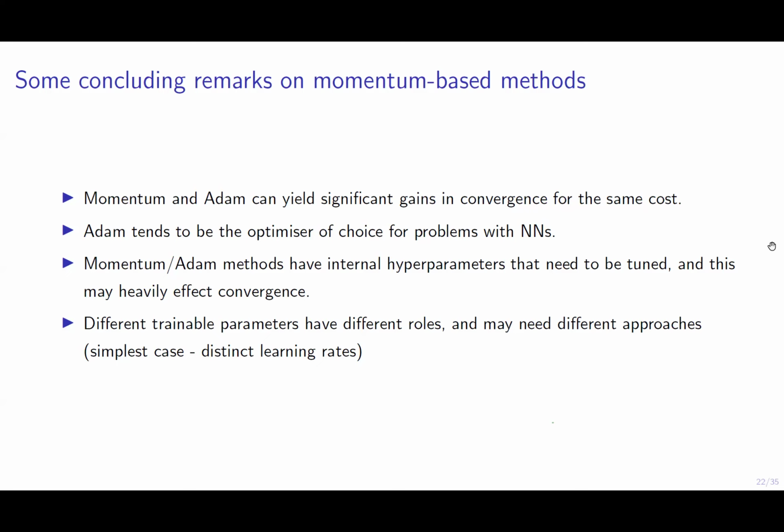The other thing that I mentioned before is that you have different parameters which sit inside your neural network with different roles. So it may be that we should be thinking about different approaches depending on the role that these parameters have inside your neural network. Adam tries to mimic this in the simplest way possible, but this is an underlying principle which I think is quite important. The simplest case is just using different learning rates depending on which bit of your network you're dealing with.